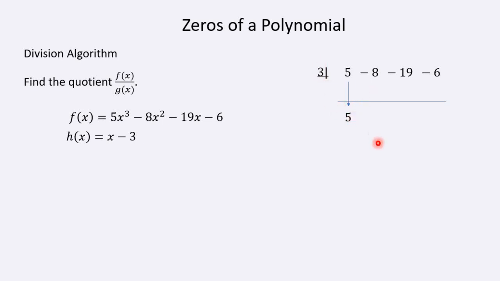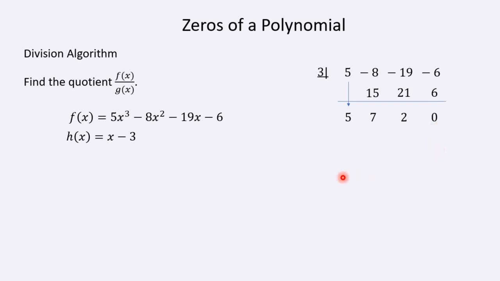So 3 times 5 is 15. And then I add anything above the horizontal line to whatever is above it in that column. So negative 8 plus 15 is going to give me 7. And once again, this is below the line, so I multiply and move it up to the next column. That's 3 times 7 is 21. And then I add now. Negative 19 plus 21 is equal to 2. And then I multiply when it's down here. So 3 times 2 is going to give me 6. And then I add when it's up here. So negative 6 plus 6 is going to give me a remainder of 0.